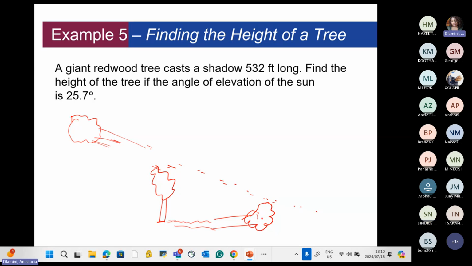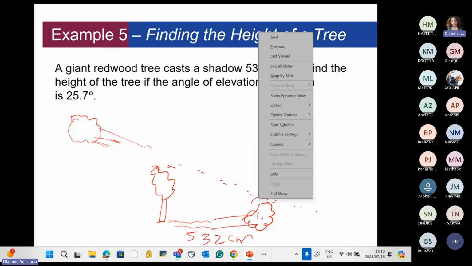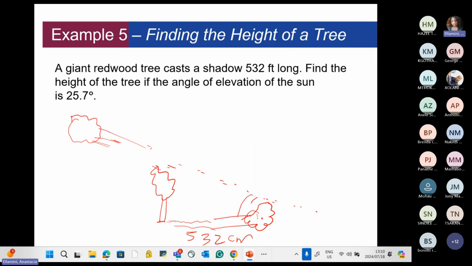Okay. So meaning that now they're saying that the shadow is what? 532 feet, isn't it? Let's say centimeter. Are you all together? Yes, ma'am. So meaning that the angle will be here. I know I haven't drawn it, but the angle of elevation will be this one. Are we all together? Yes, ma'am.